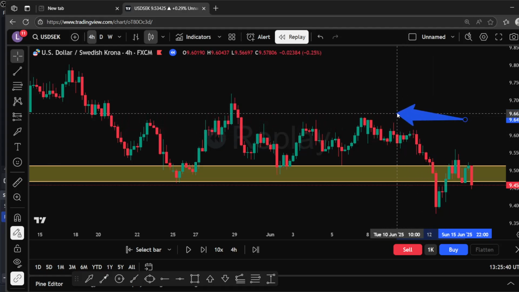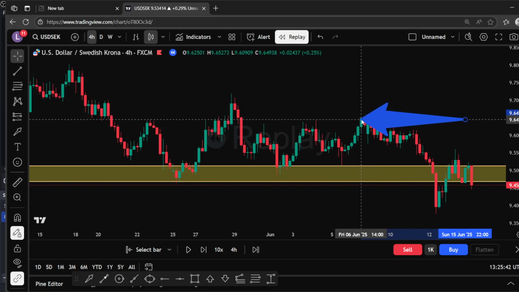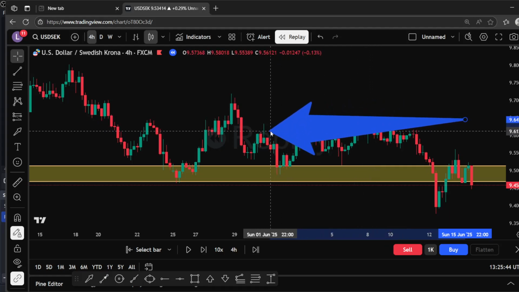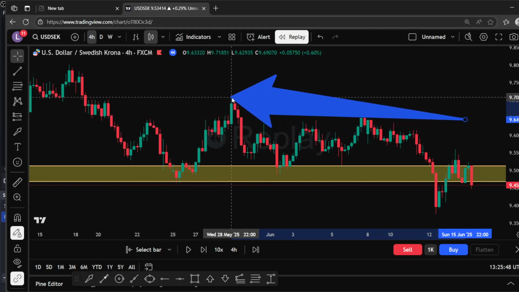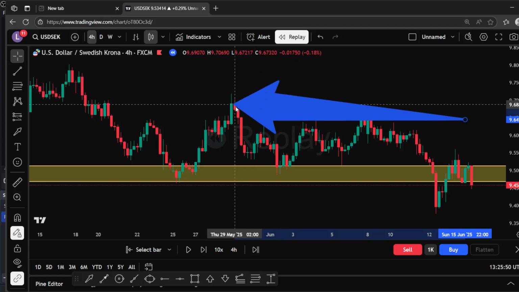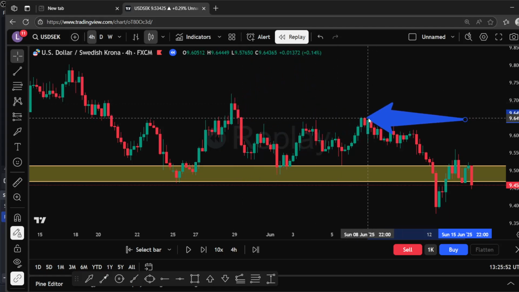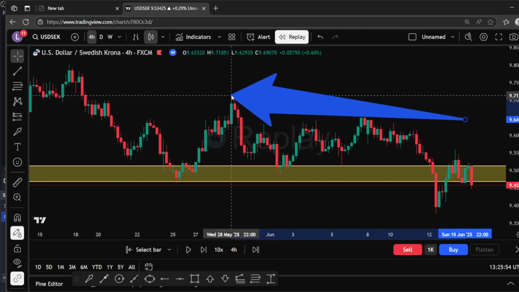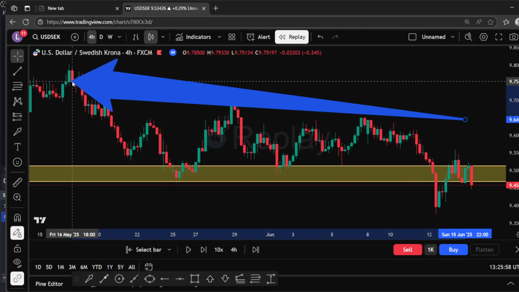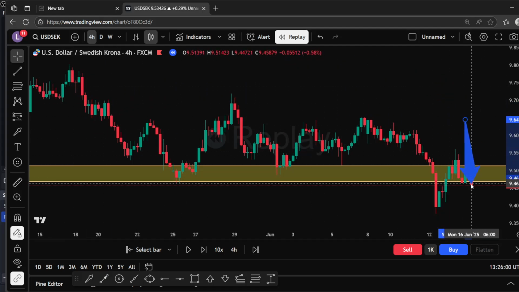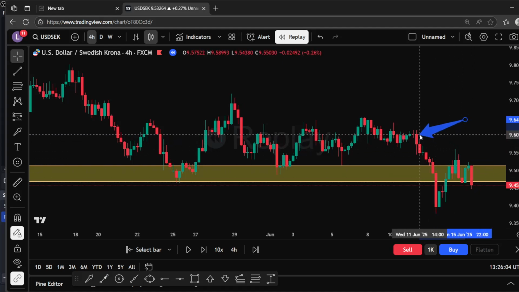Looking up to the left, this is where I have identified a supply zone, but this supply zone has been used, so it's not fresh. So I will go up and look for a fresh zone, and this is where I found my fresh supply zone. What I did was I looked from the current price to the upside, to the left.